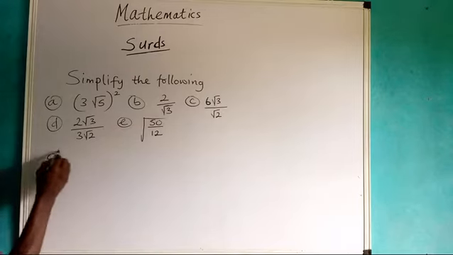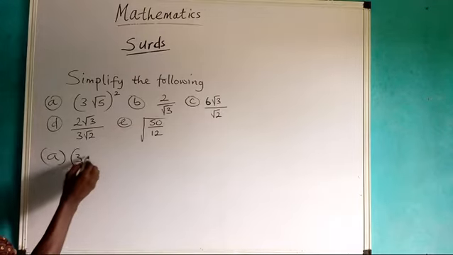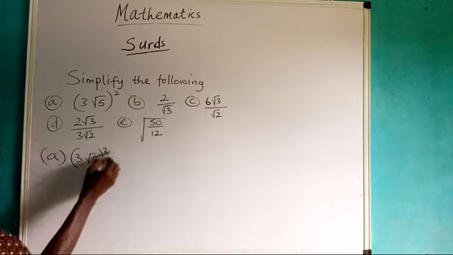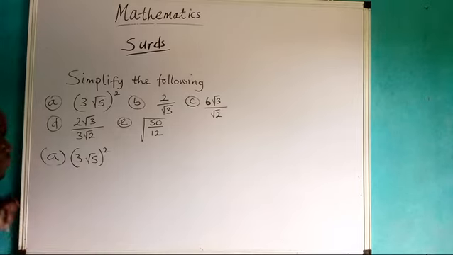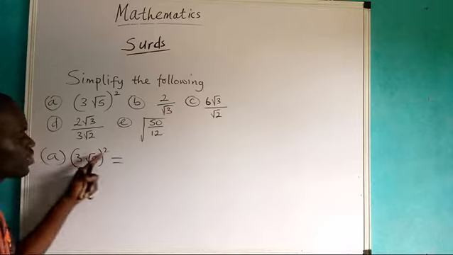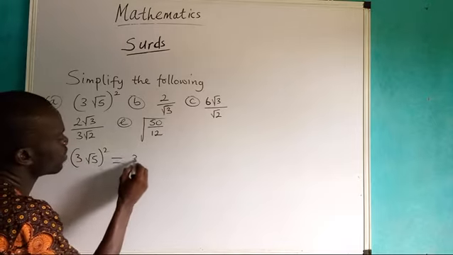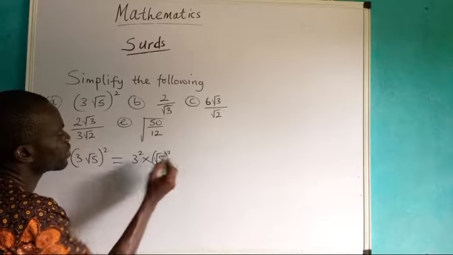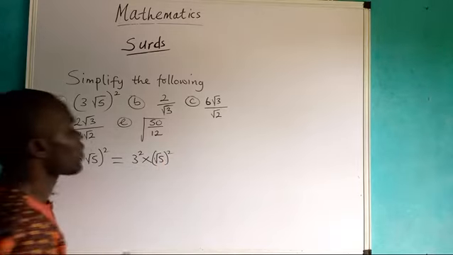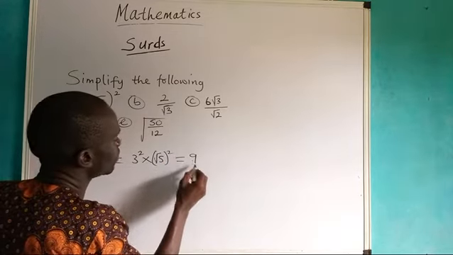Now, we have the first one. We have 3 root 5, and there is a square outside. It simply means that the square affects 3 and is also affecting root 5. So 3 shares the square, root 5 also shares the square. That is 3 squared times root 5 squared. Both of them are sharing it. Now, 3 squared simply means 3 times 3, which is 9.